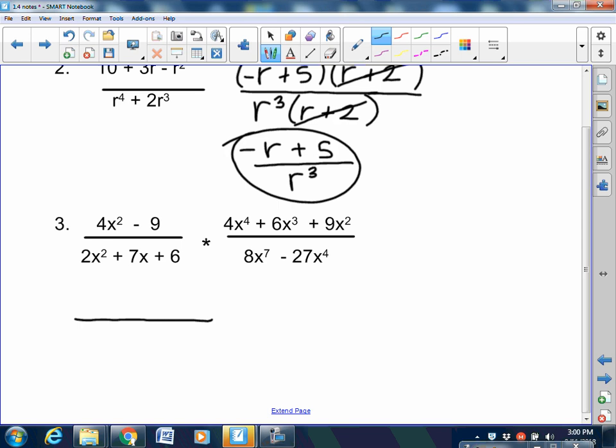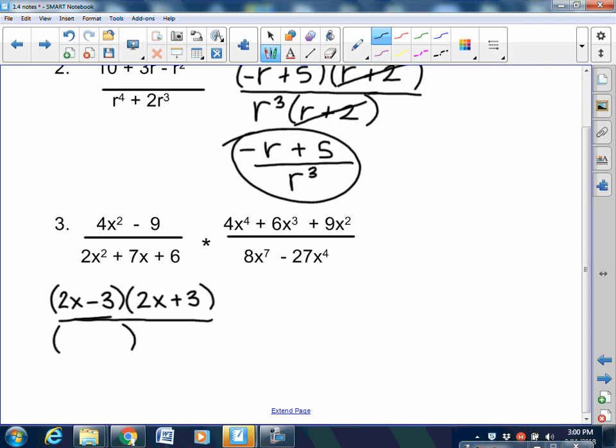Is there a GCF? No. Are you guys good at 4x squared minus 9? Yeah, that is 2x minus 3 and 2x plus 3. Done with that one.